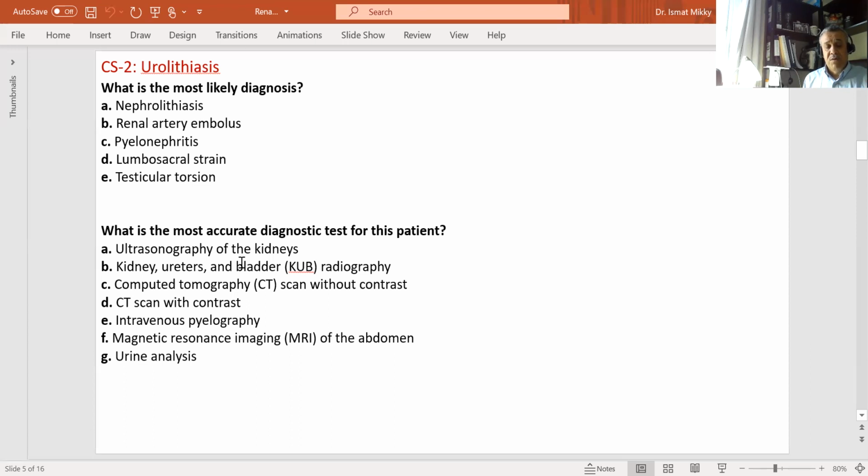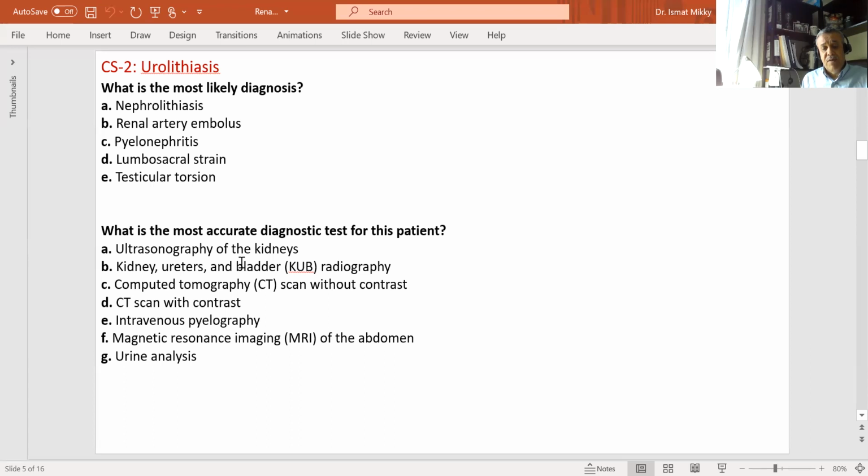The intravenous pyelography, which is IVP, is not the correct answer. And the MRI of the abdomen also is an incorrect answer.